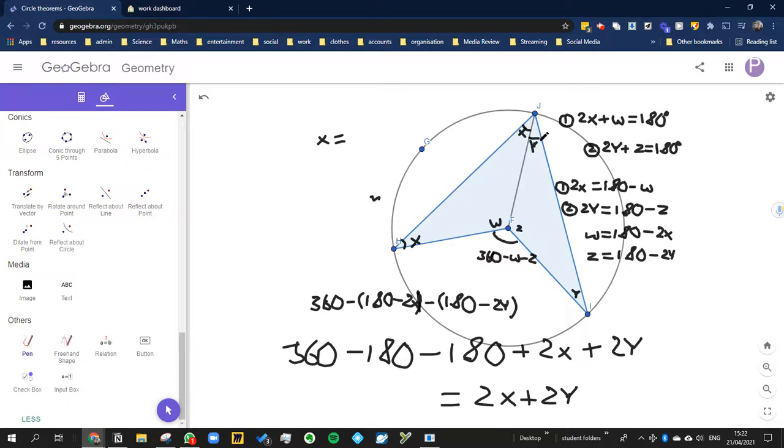So this angle is therefore equal to 2x plus 2y. This angle is equal to x plus y. So therefore this angle is equal to double of this angle. So yeah, I hope that made sense, and feel free to play around with this yourself on the simulation.